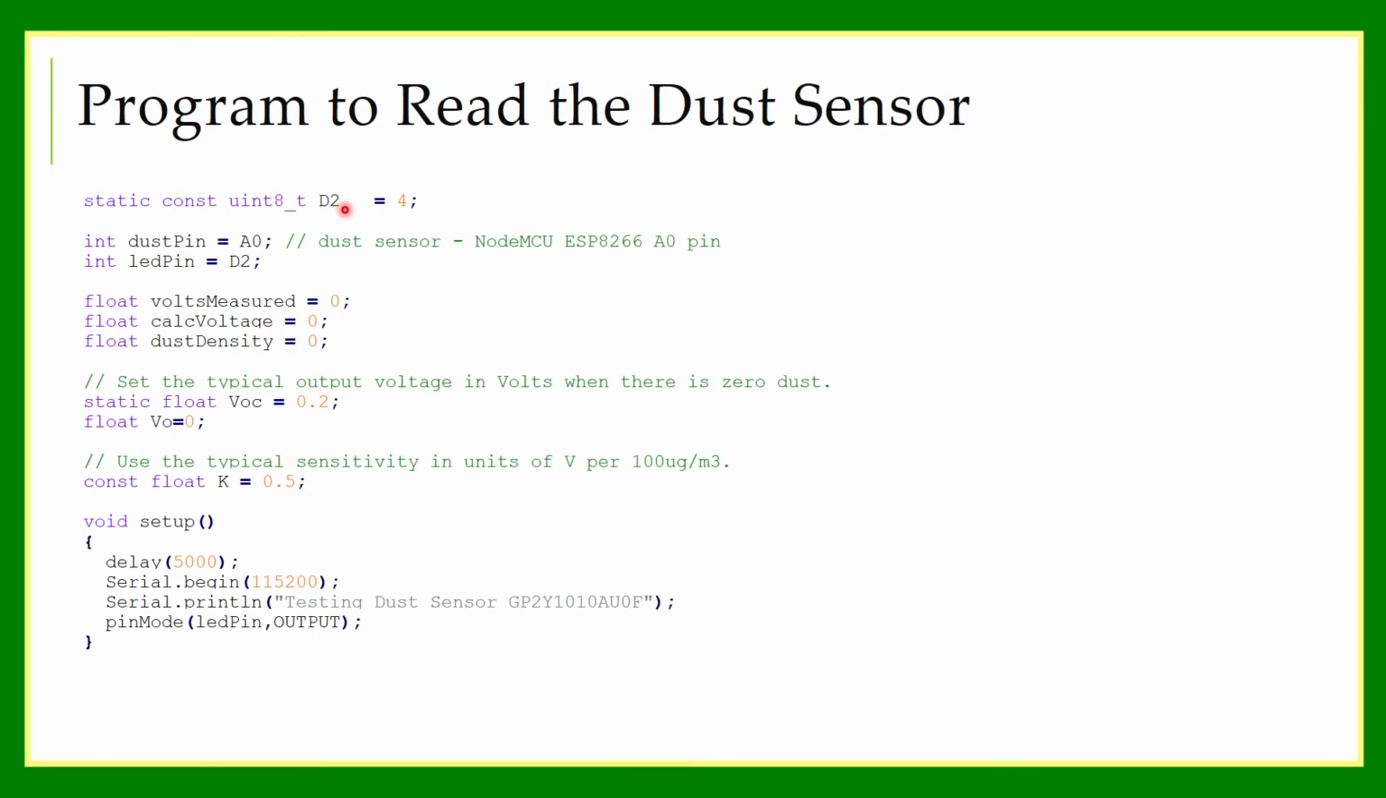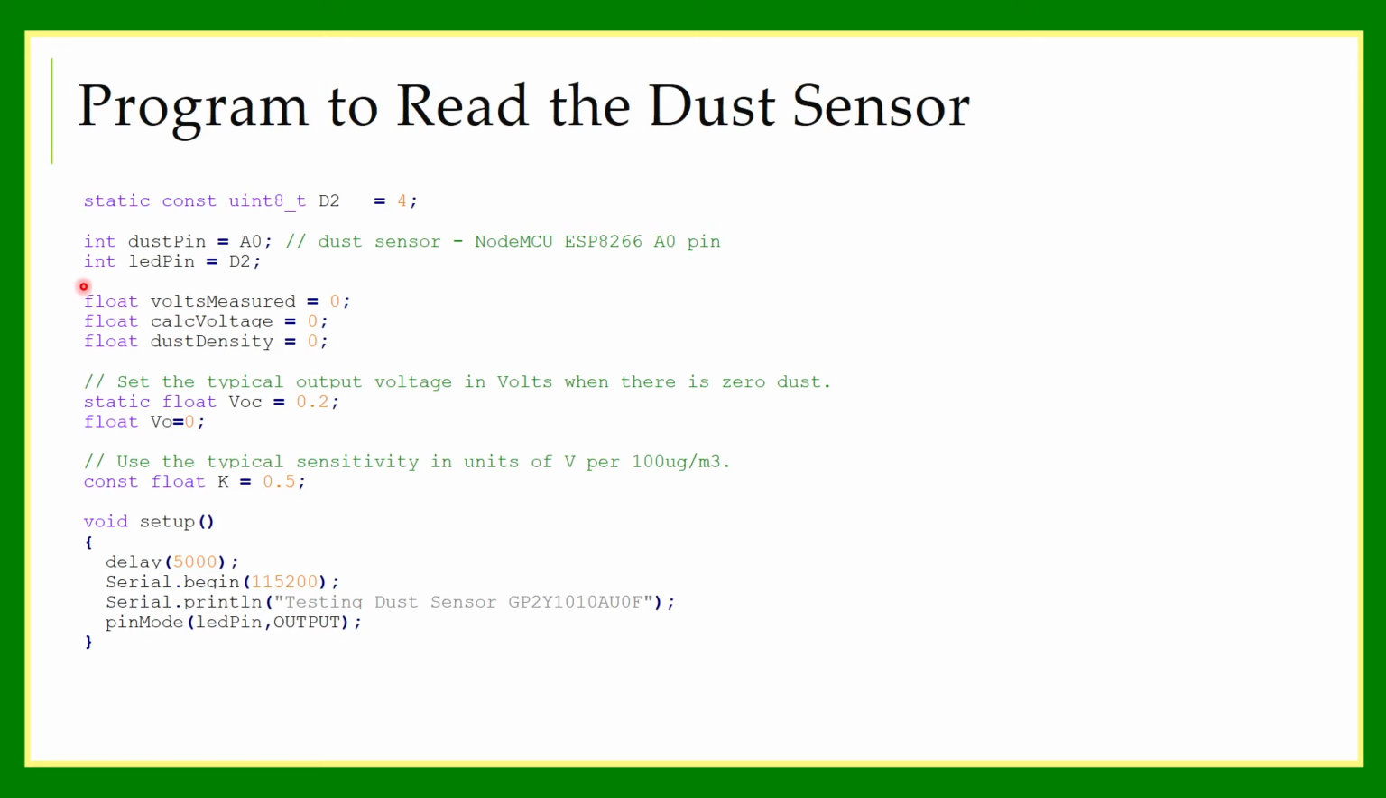Now here is how the program will work. Again, we have to declare a pin where the sensor will be connected. As we have already discussed, that is an analog sensor, so it will be connected to the A0 pin, and I want to turn on an LED. So that LED pin is D2. This D2 is the LED inside the sensor, the infrared LED. So we have to turn it on using a pulse. We will see how that is done.